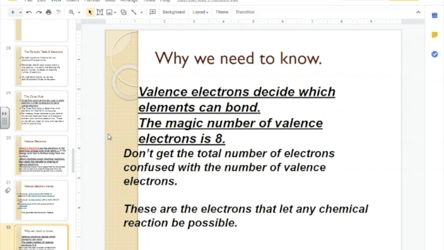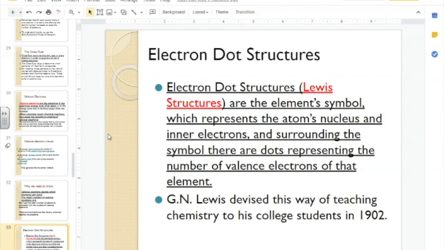Why do we need to know this? Valence electrons decide which elements can bond. The magic number of valence electrons is 8. So they are wanting 8 electrons, which is why the noble gases don't bond with anything, because they already have 8.